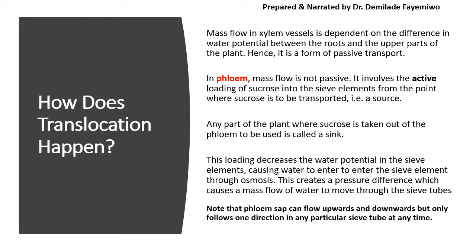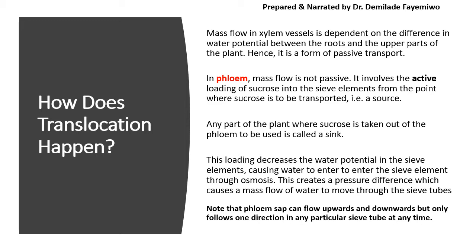And that is a form of passive transport because it is simply osmosis. And if you recall chapter 4, osmosis is a kind of passive transport. In phloem, it is a different story. Mass flow in the phloem, which is the flow of water and all the solutes in it as one body of fluid, involves active transport.